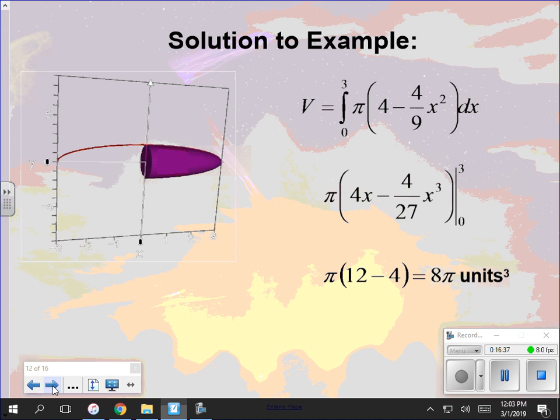Pi times the radius squared. So do you see where I get the equation there? Because if you take the square root of 4 minus 4/9 x squared and you square it, what do you get? 4 minus 4/9 x squared. Okay, that's the square root squared. That's where you get the parentheses. And then from there, you end up solving it out to get 8 pi.